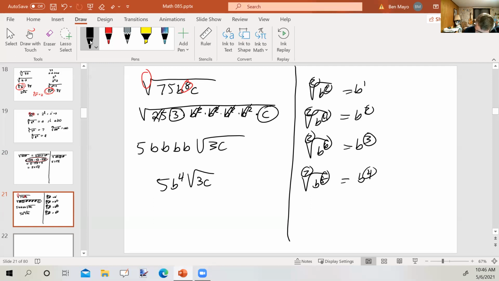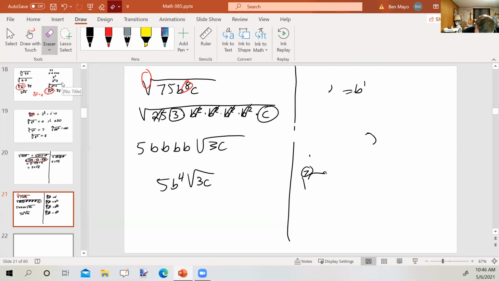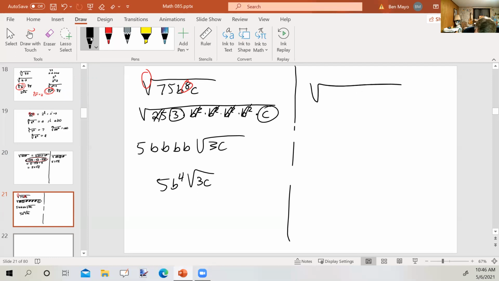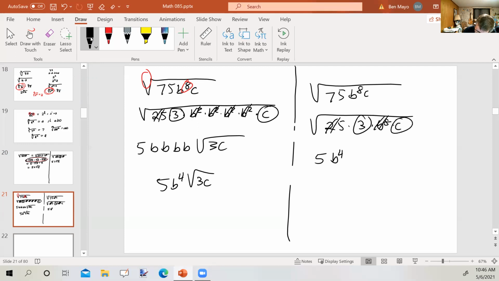So let's go back and look at that again, how I would do this problem a quicker way. The square root of 75 b to the 8th c is 25 times 3 times b to the 8th times c. The square root of 25 is 5. That's stuck inside. The square root of b to the 8th is b to the 4th. That's stuck inside. And I get 5 b to the 4th times the square root of 3c.